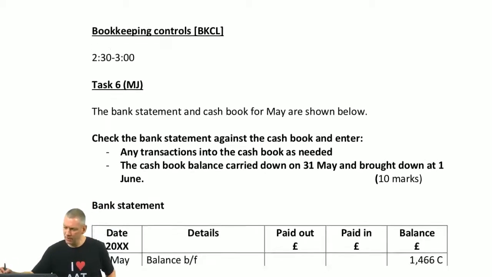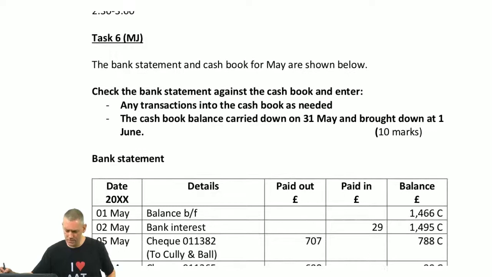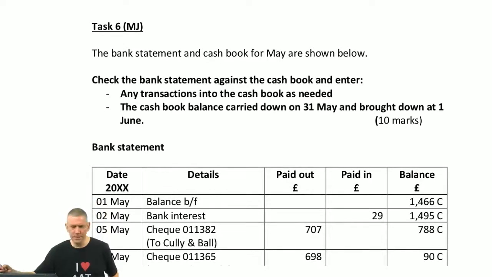So let me bring it up a little bit and read it to you so you get the idea of what we're going to do together for task 6. So here we go, here's task 6. The bank statement and the cash book for May are shown below.